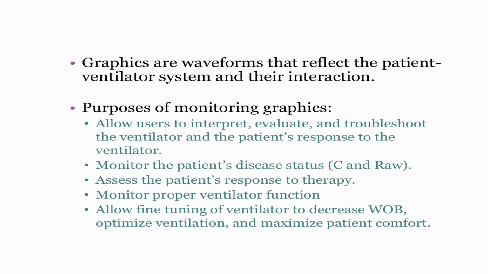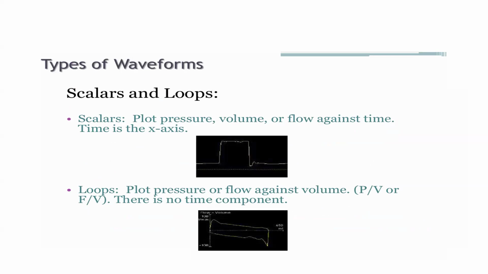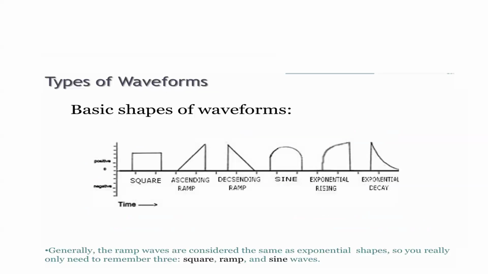So these are the types of ventilator graphics. The first one is scalar. Scalar is a plot of pressure, volume, or flow against time. Time is the x-axis here. Then the loops are a plot of pressure or flow against volume, and there is no time component. So these are the types of waveform.